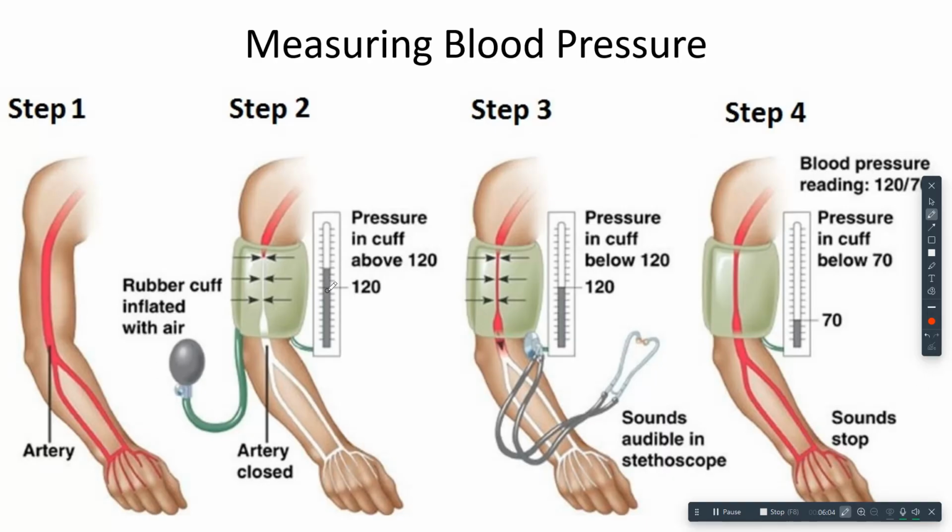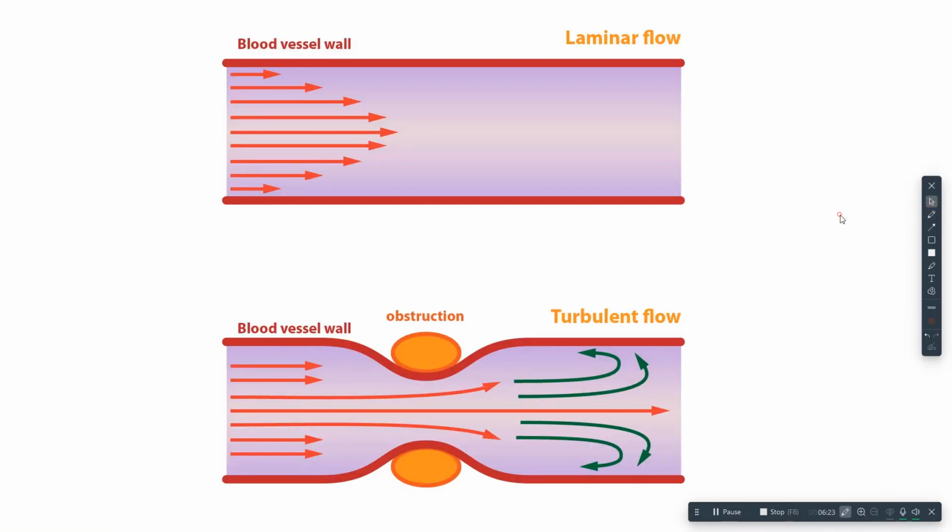Put the cuff on the arm, pump it up, greater than systolic. You'll know you've done that when the pulse disappears. Release the pressure. When you hear a sound, note the pressure. That's your systolic. When the sound disappears, note the pressure. That's your diastolic. All right. On that note, let's keep going just really quick.